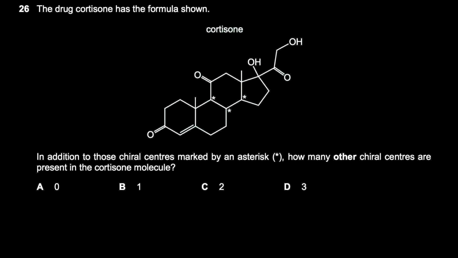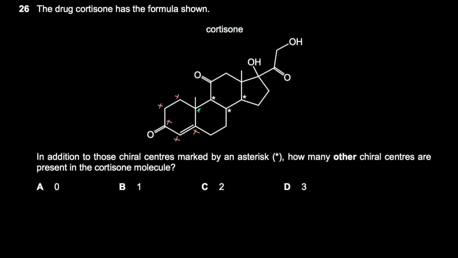The drug cortisone has the formula shown. In addition to those chiral centers marked by an asterisk, how many other chiral centers are present in the cortisone molecule? Well, we know that these aren't chiral centers, right? We know that the double bonded carbons aren't chiral centers either, right? Any carbon that's making a double bond, not a chiral center. Any carbon with 2 hydrogens, right? Because we have 2 bonds shown, that means this is a CH2, this is also a CH2. So not a chiral center.